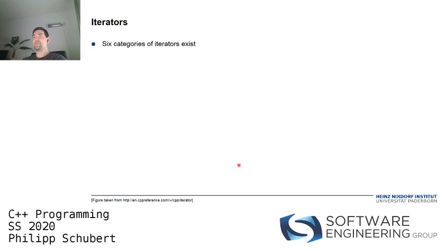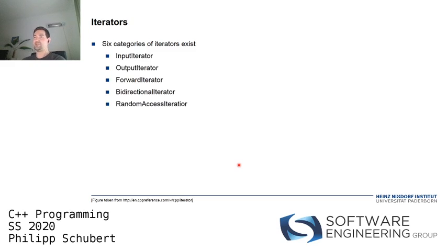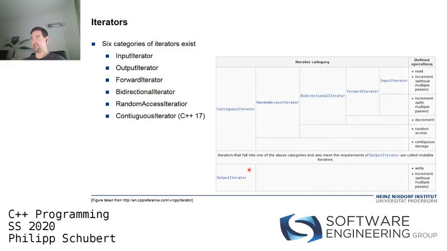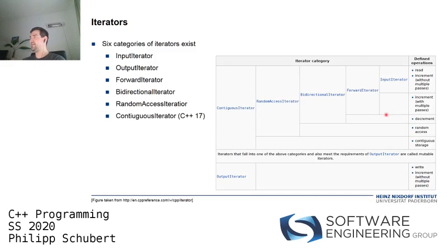So, iterators. Six categories of iterators exist. We have an input iterator, an output iterator, a forward iterator, a bidirectional iterator, a random access iterator, and a contiguous iterator since C++17. Here you have all the iterator categories, and also here you have some definitions of what they can or need to implement, basically.